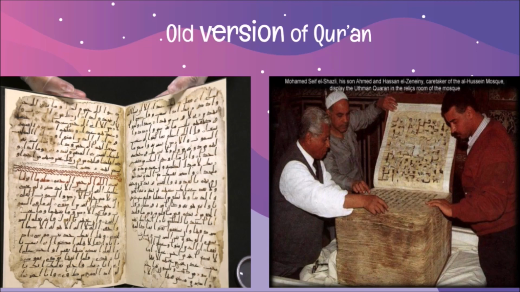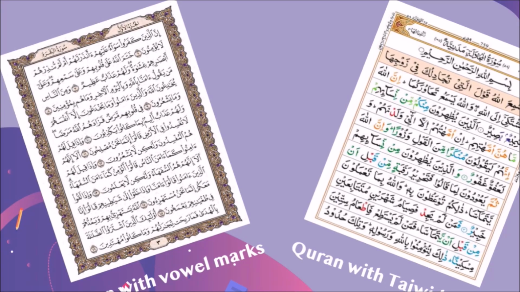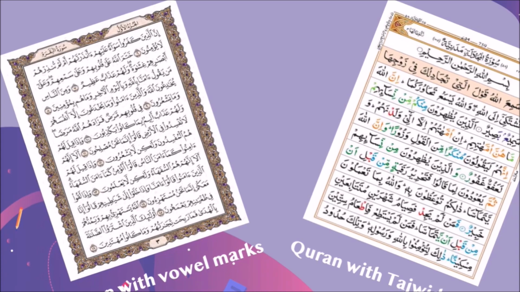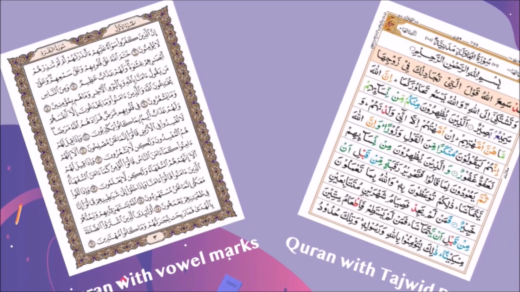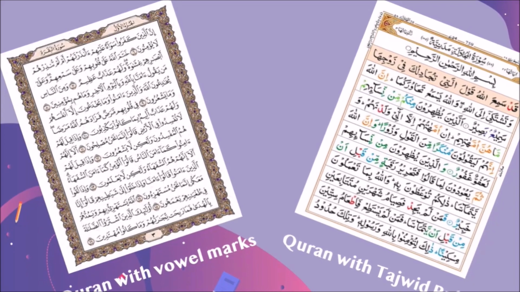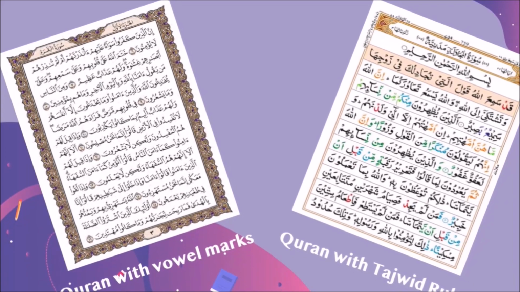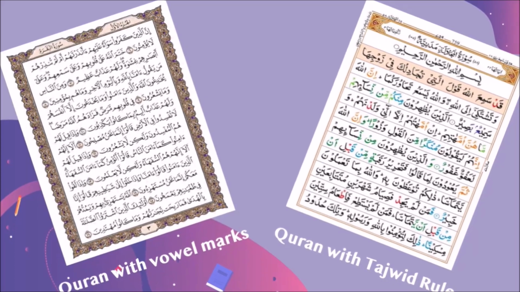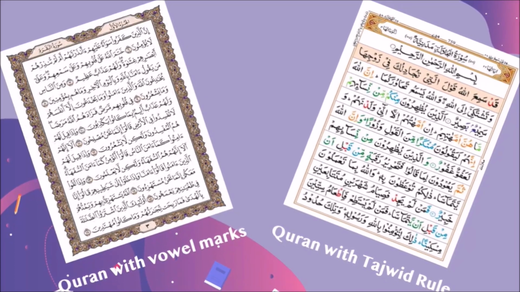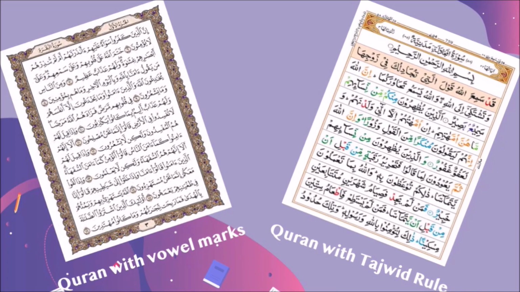Because of this reason, during the Umayyad Khalif Abu al-Malik, vowel markers were added in the Quran, and these vowels help people to pronounce Arabic correctly. In recent years, people colored the letters in the Quran to recognize the tajweed rule easily. See how amazing it is to be creative.